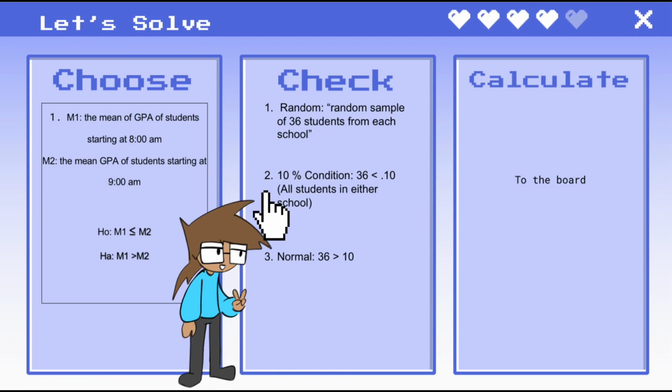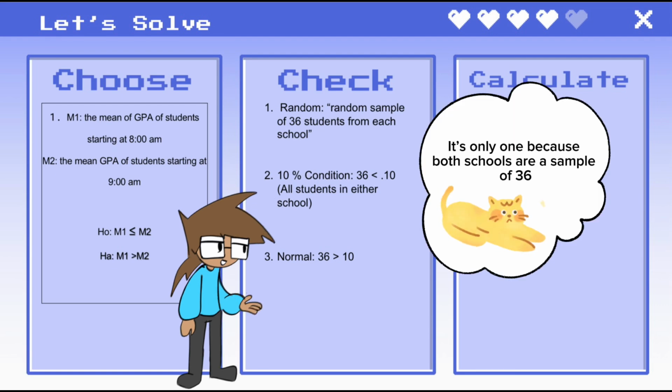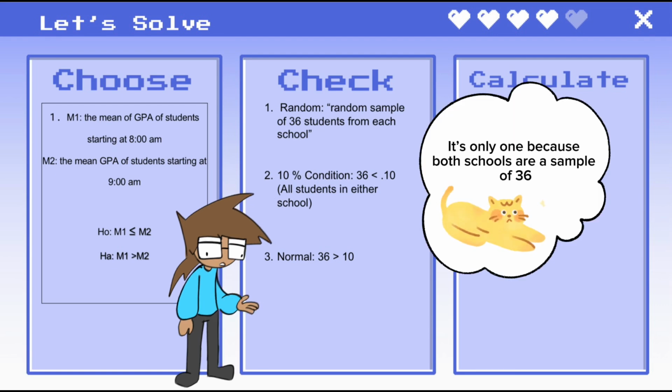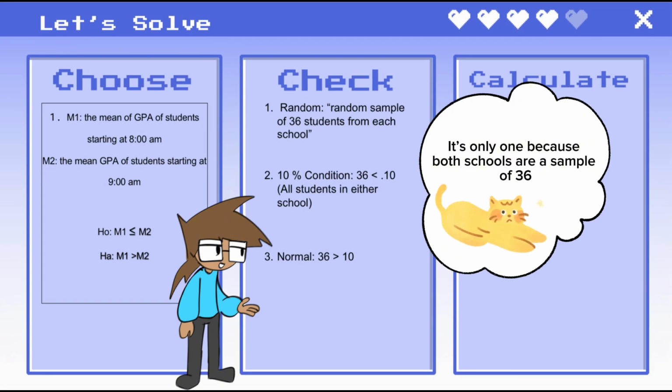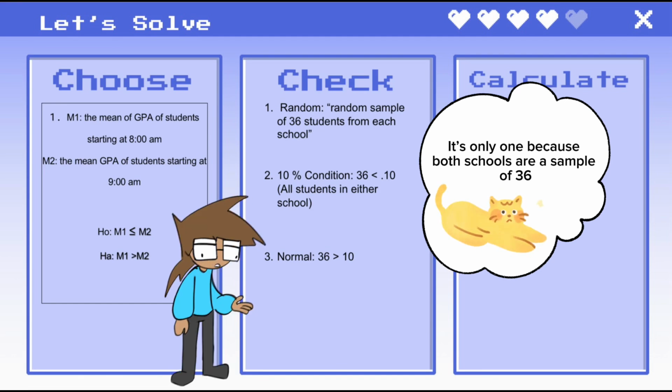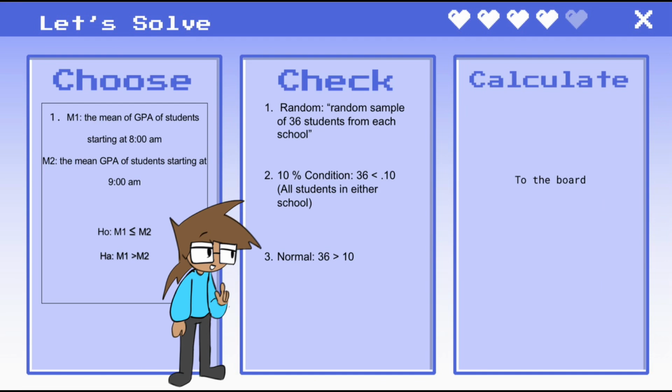The second condition is the 10% condition. 36 is less than 0.10 times all students in either school. The third condition is the normal condition, and this is fulfilled because 36 is greater than 10. To calculate, we'll head on over to the board.